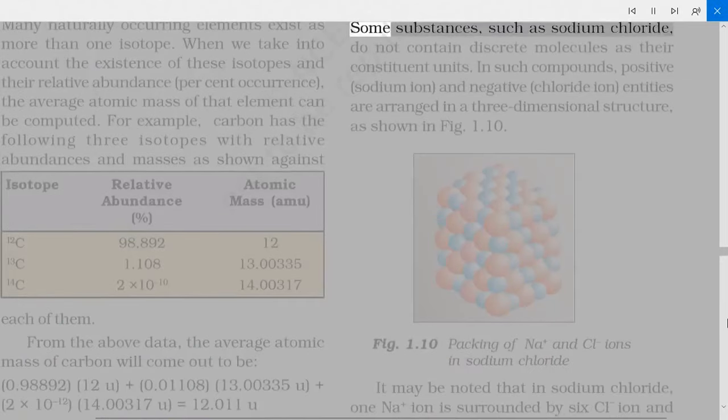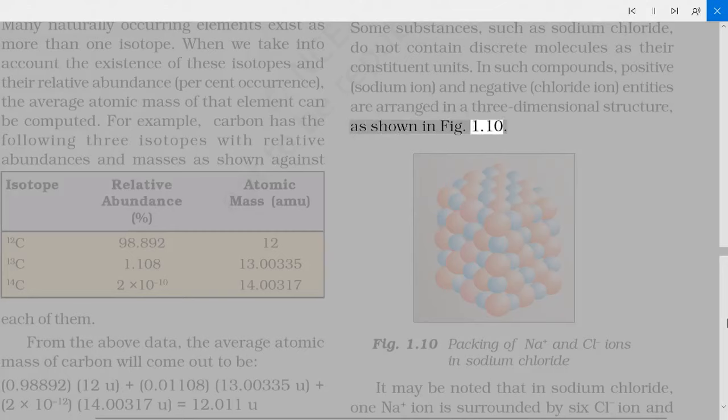Some substances, such as sodium chloride, do not contain discrete molecules as their constituent units. In such compounds, positive sodium ion and negative chloride ion entities are arranged in a three-dimensional structure, as shown in Fig. 1.10.